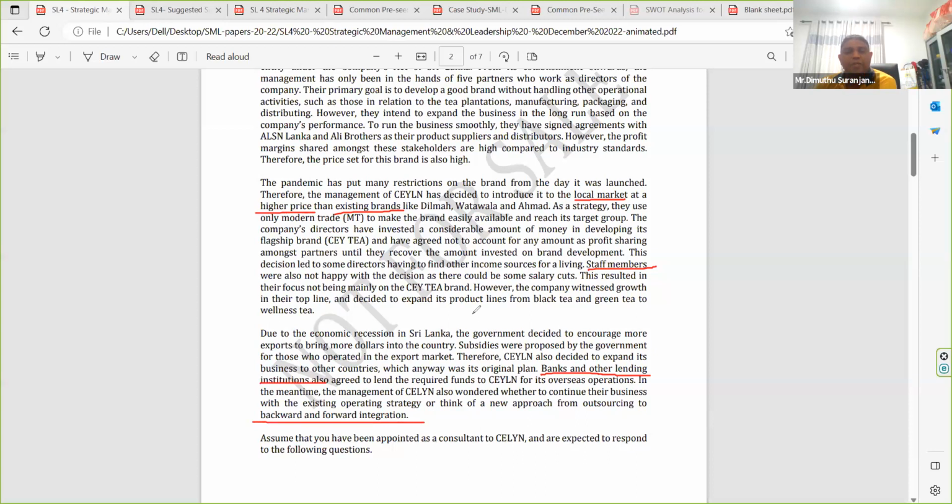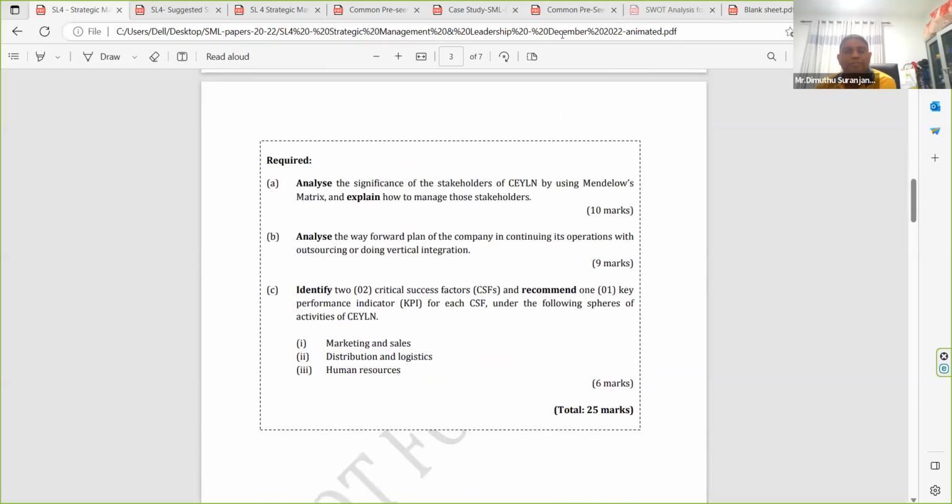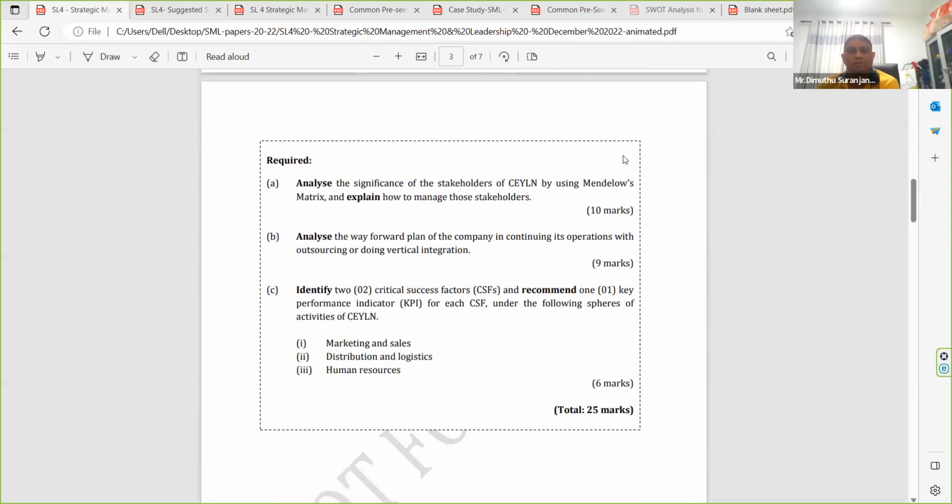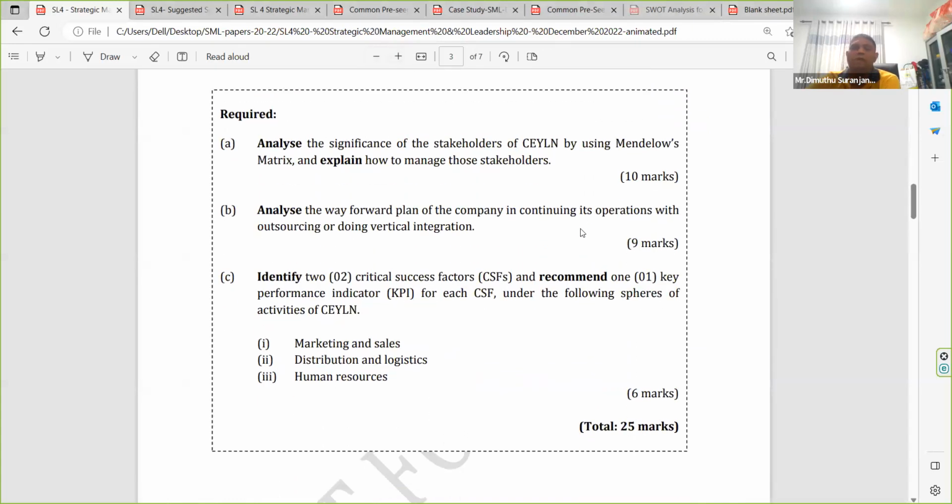Right. Assume that you have been appointed as a consultant to Ceylon and are expected to respond to the following questions. Right now, we have some idea. Now the questions. Is there anything you want to get clarified before moving to the question part? Right. First one, part E.